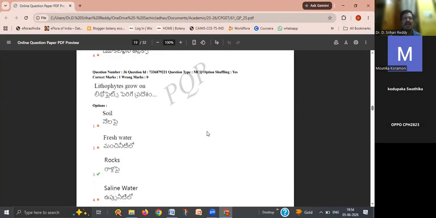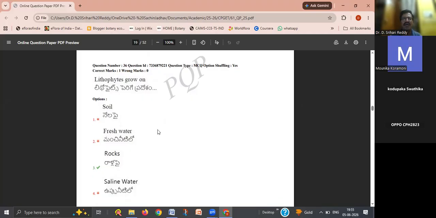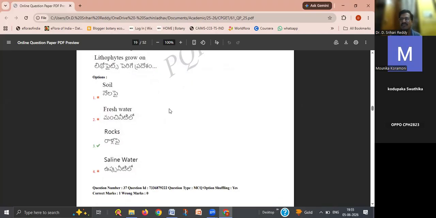Next, lithophytes grow on. What are lithophytes? The plants which grow on rocks or stones are called lithophytes. Normally all plants or trees grow on soil, so they are not special. And what are the plants which grow in fresh water called? We said earlier, hydrophytes. And the plants which grow on rocks are called lithophytes. Usually we see lichens, as we know. In xerarch succession, their life starts first on rocks. So they are lithophytes.